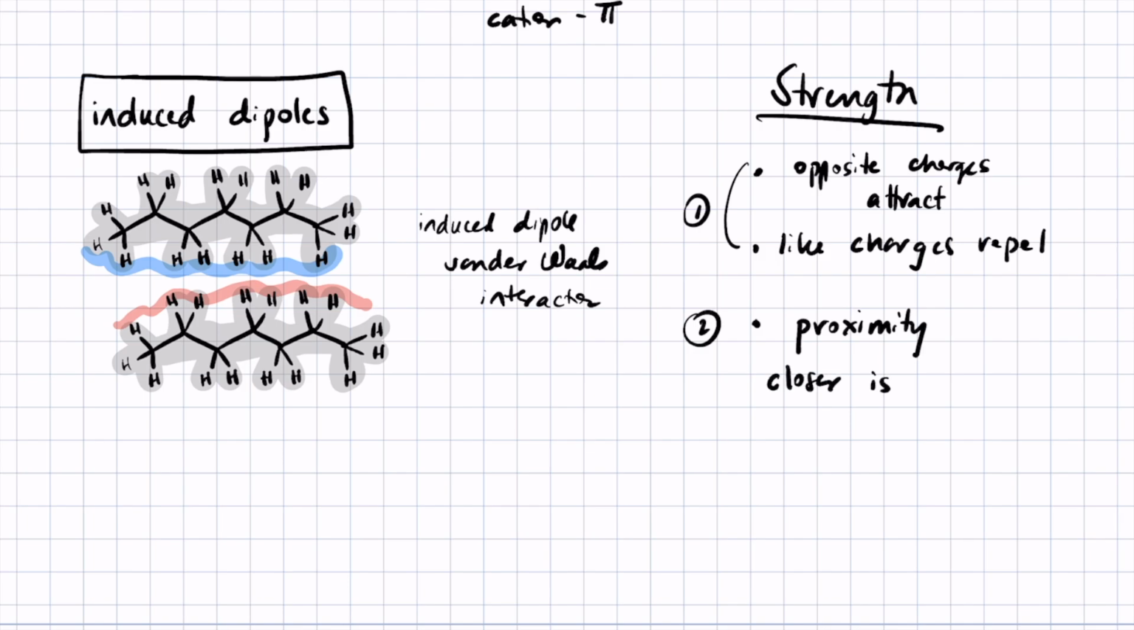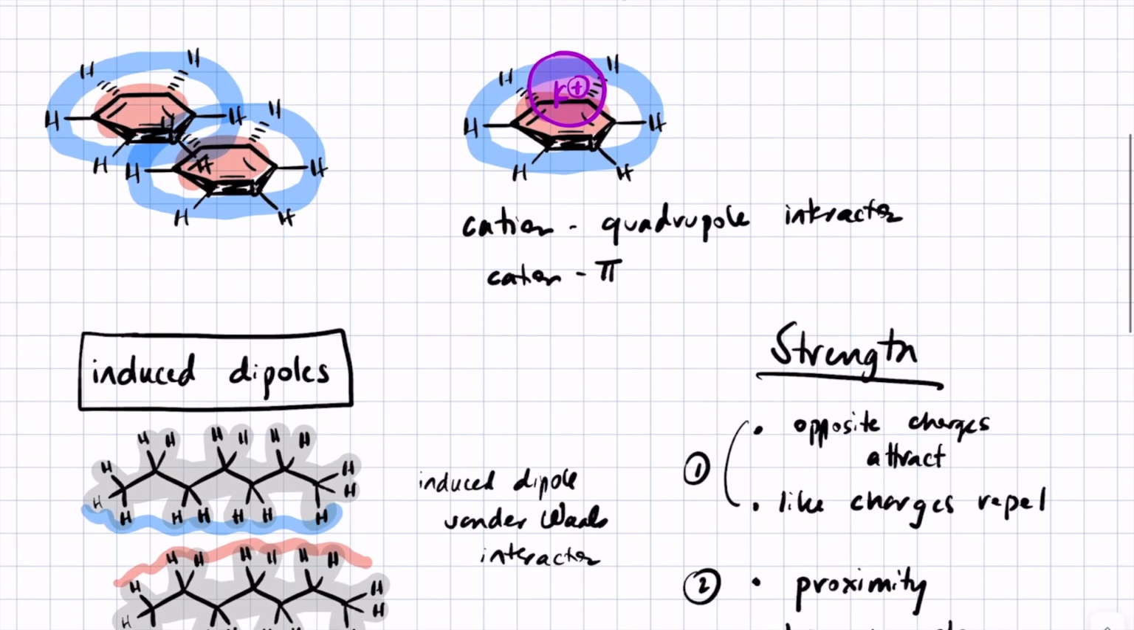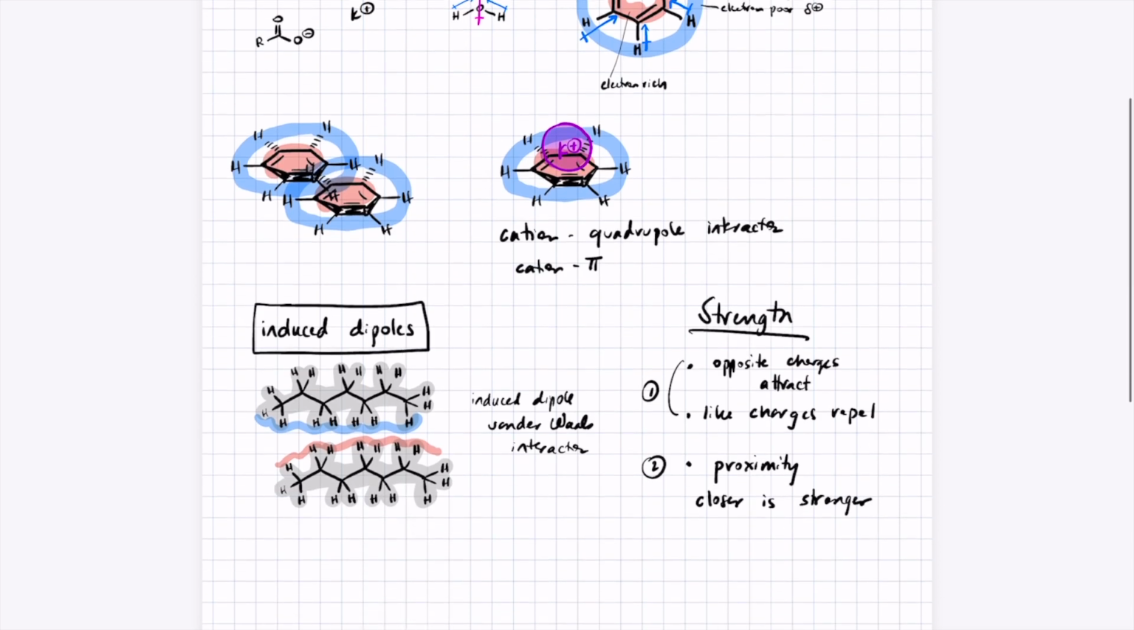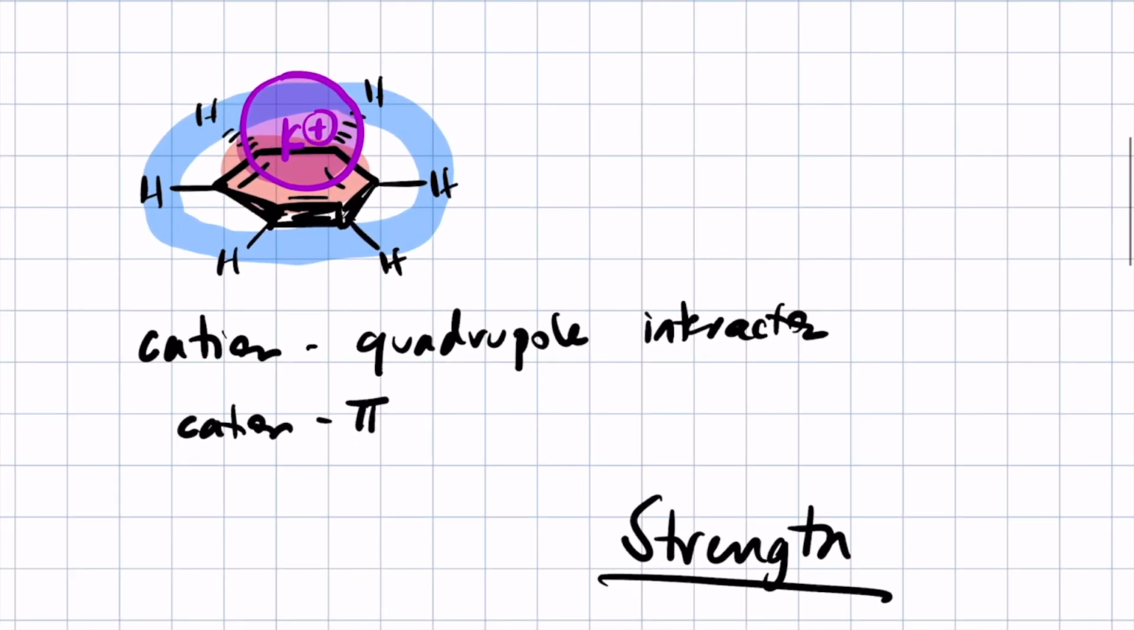Closer is stronger. And if you think back to physics class where you learned about Coulomb's law, for the force, it's an r squared in the denominator. For energy, it's just r in the denominator. The bigger the distance between 2 charges, the weaker the interaction. That's true for all of these intermolecular forces or non-covalent interactions. The closer 2 dipoles are together, for example, the stronger the interaction. In terms of the closer a cation and a quadrupole or a benzene ring are, the stronger the interaction.